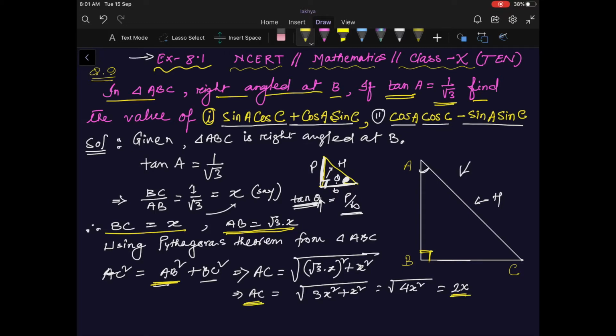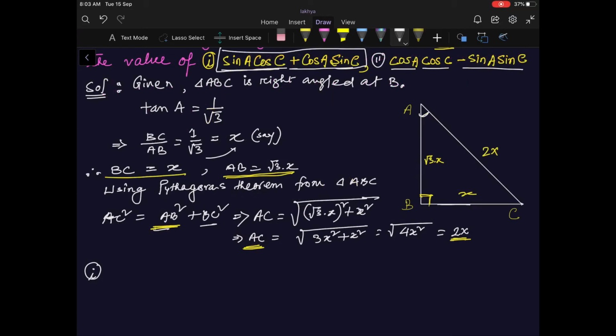So we have got AC, BC, AB, all the three sides. The hypotenuse AC is twice x, BC is x, and AB is root 3 into x. So now we can find these values: sin A cos C plus cos A sin C. Now we are going to find sin A cos C plus cos A sin C. So what will be the value of this?